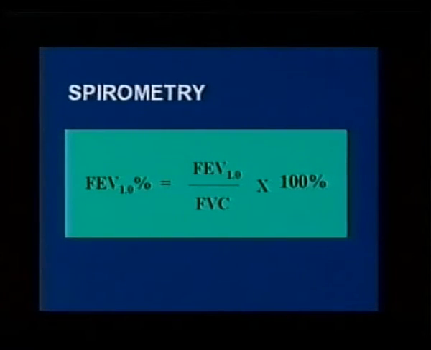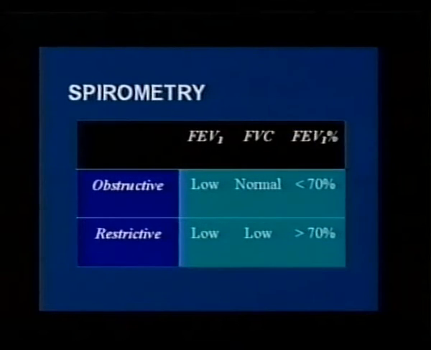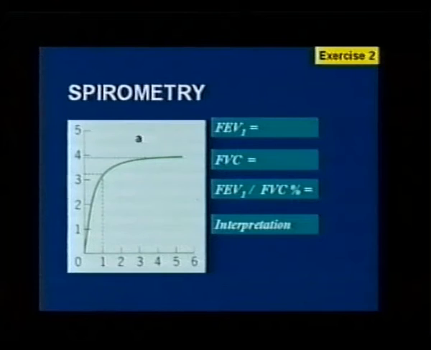This equation is useful. So FEV1 ratio is FEV1 divided by the forced vital capacity multiplied by 100. With the value we obtain for FEV1, we can categorize lung diseases between obstructive and restrictive. In obstructive, FEV1 is low, FVC is normal, but the FEV1 ratio is less than 70%. In restrictive, both FEV1 and FVC are low, but the ratio remains over 70%.